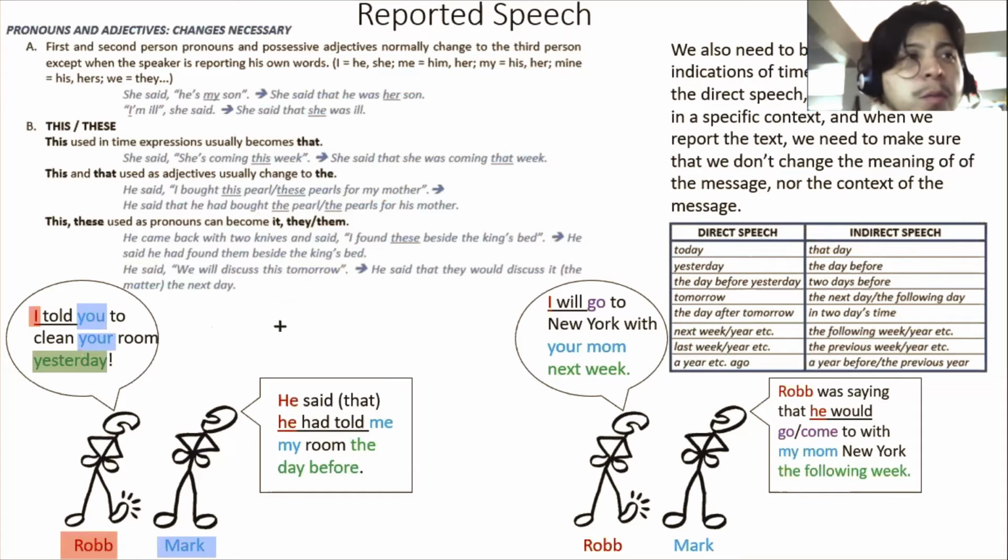Lo mismo pasa, por ejemplo, aquí con the day before yesterday. Esto es como antier, the day before yesterday. En lugar de decir the day before yesterday, lo reportamos como 2 days before, 2 días atrás, hace 2 días o 2 días antes, ¿sí?